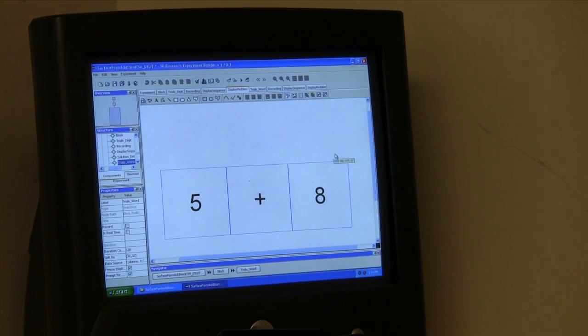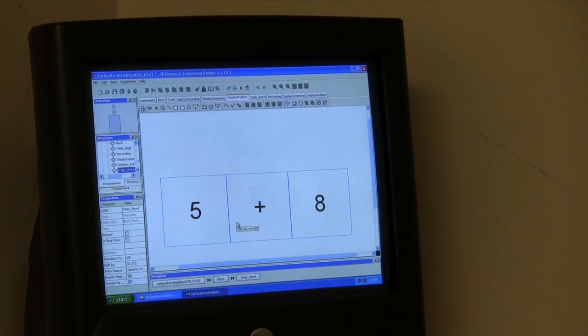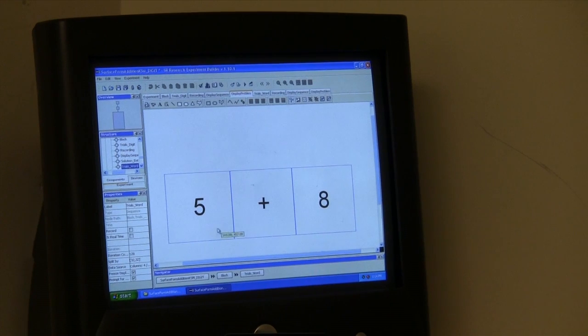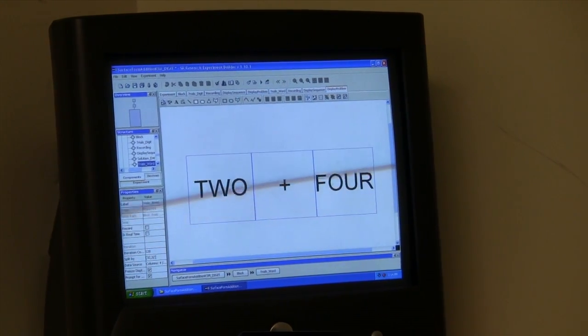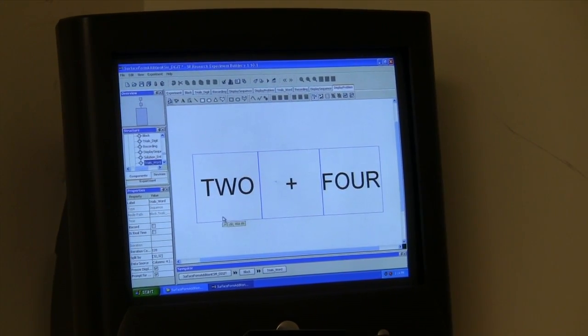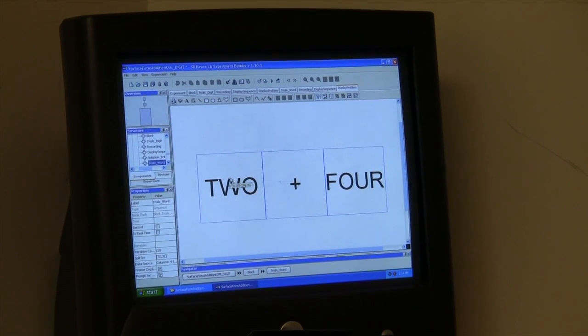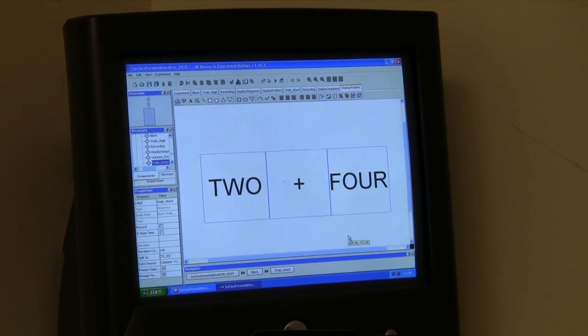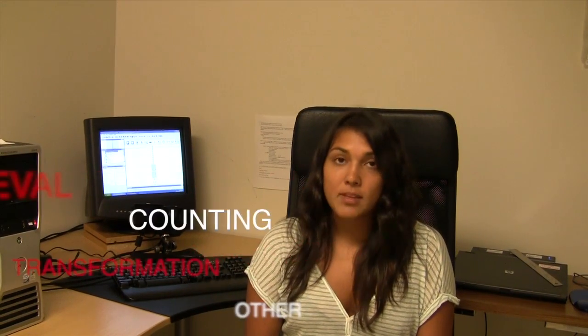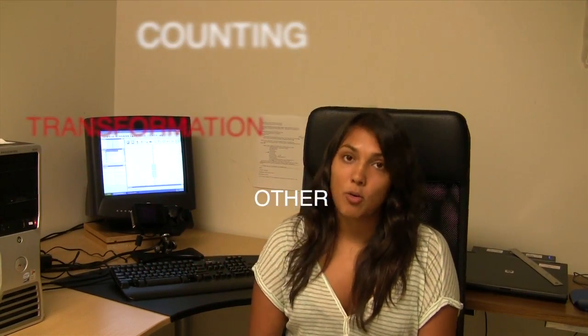This is an example of a digit problem because there are digit numbers here in the interest areas. This is an example of a word problem because there are word numbers presented in the 2 interest areas. Along with people solving the math problems, after every trial we got them to report what type of strategy they used while they were solving the problem. This could be retrieval, counting, transformation, or other.